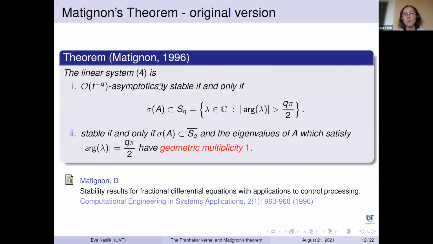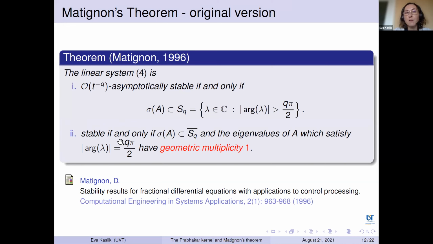So actually the result of Matignon was presented in 1996 in this paper, so almost, or let's say more than 25 years ago. And it states, the first statement is that the linear system will be asymptotically stable of order t to the power minus q if and only if the spectrum of the matrix A is included in this stability region, which is very well known for those researchers who deal with the stability analysis of systems of fractional differential equations with equal fractional orders.